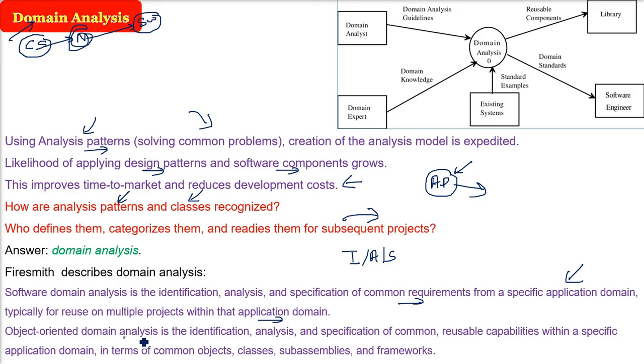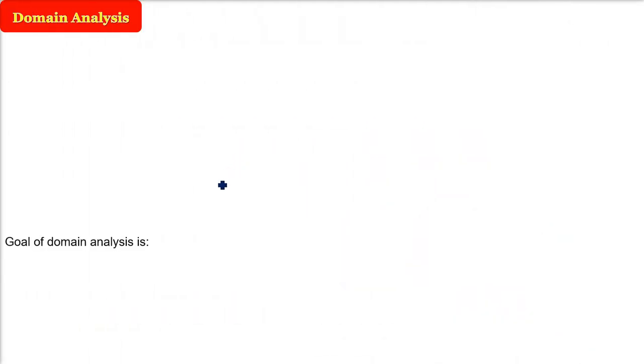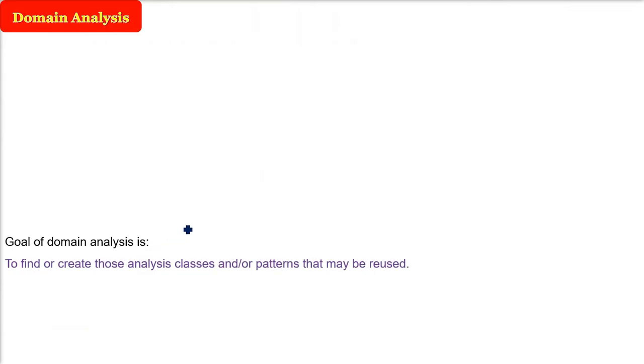When you specifically go to object-oriented domain analysis, here we are trying to find out what? What will be the classes? What will be the objects? What will be the sub-assemblies, subclasses you can say? What are the frameworks? So this is the domain analysis. There are two things: reuse and then applying it to multiple projects. What is the goal? What is the end point you want to achieve? First, you want to find or create those analysis classes or patterns that may be reused. So the main thing is reusing and finding out the analysis classes and patterns.